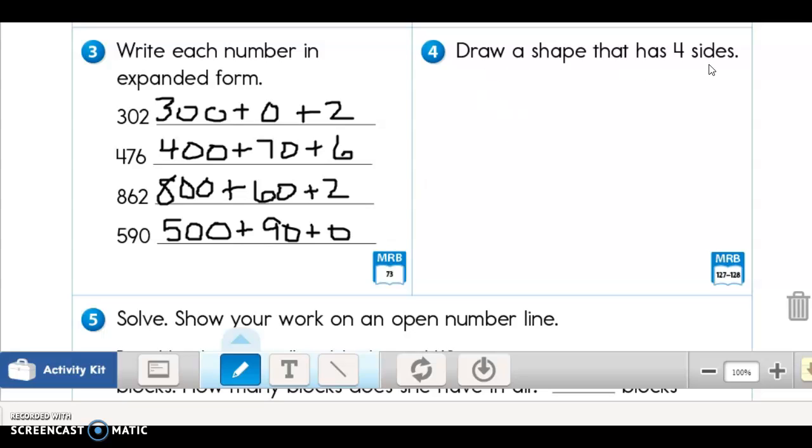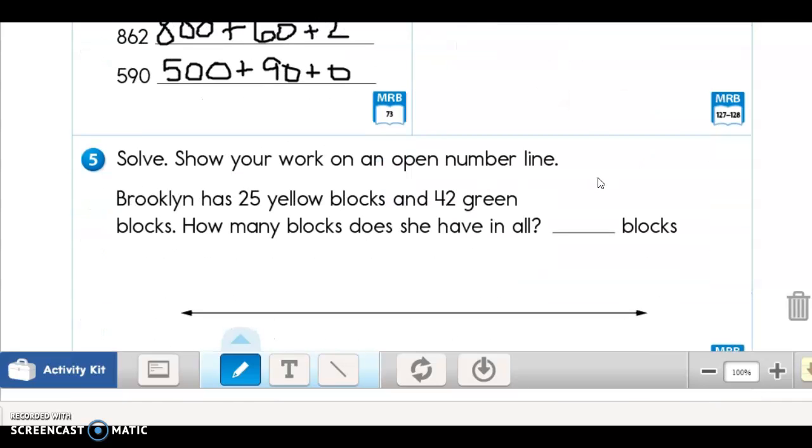Number 4 says draw a shape that has 4 sides. So there's lots of them I could draw. You could potentially draw maybe a square, maybe a rhombus, maybe a trapezoid. There's lots of options there for you. Number 5, show your work on the open number line. Remember, that's our open number line, so we're going to use that.